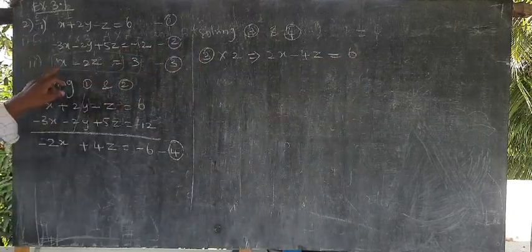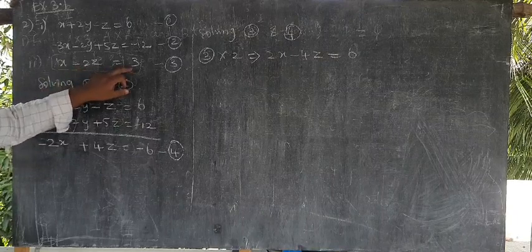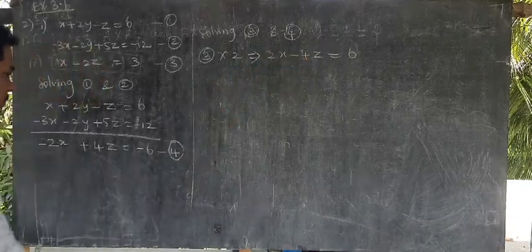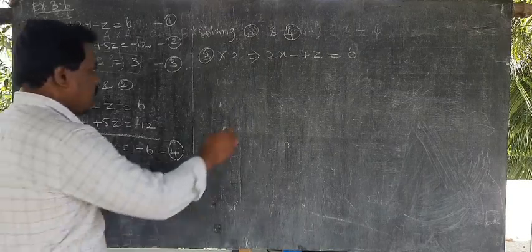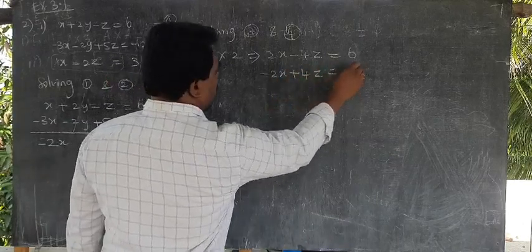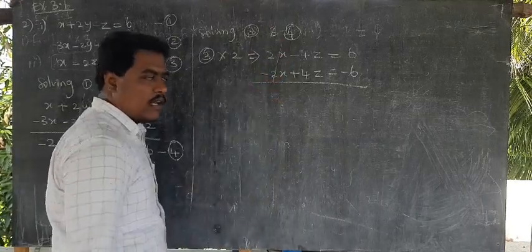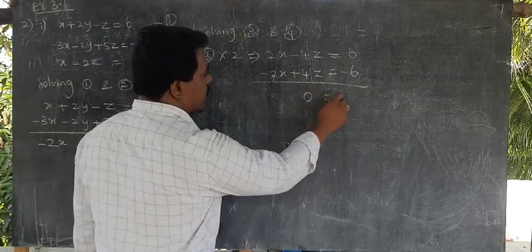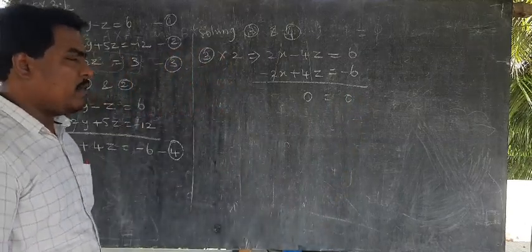2x multiplied by 2, 2 into minus 2 is minus 4, and 2 into 3 is 6. So we get 2x minus 4z equal to 6. Then here minus 2x plus 4z equal to minus 6. See here, minus 2x plus 2x cancelled, minus 4z plus 4z cancelled, so we get 0. Here 6 minus 6 is 0. So 0 equal to 0 means both sides are equal.